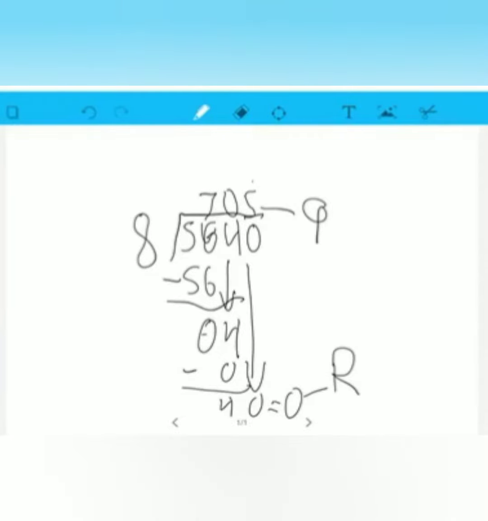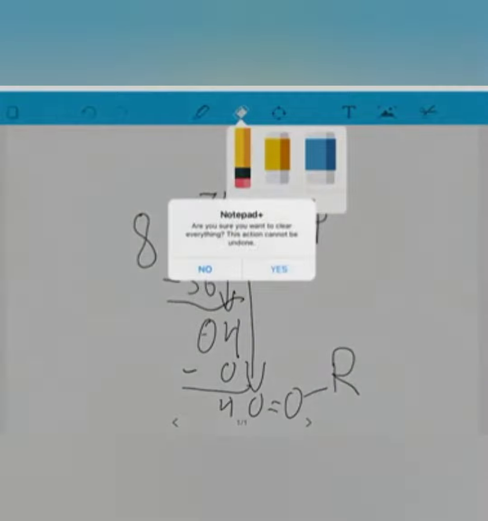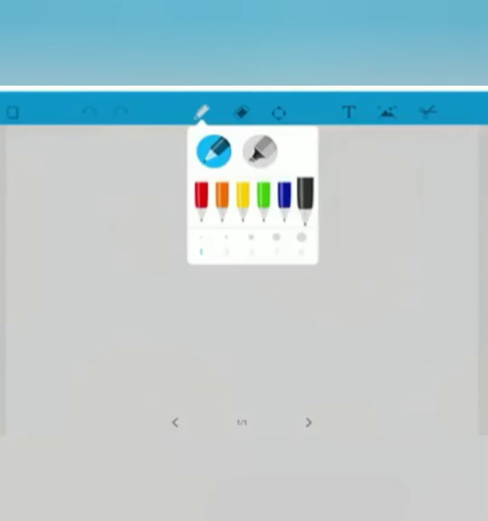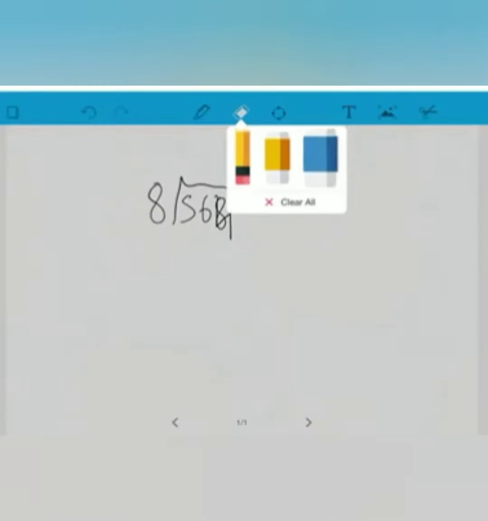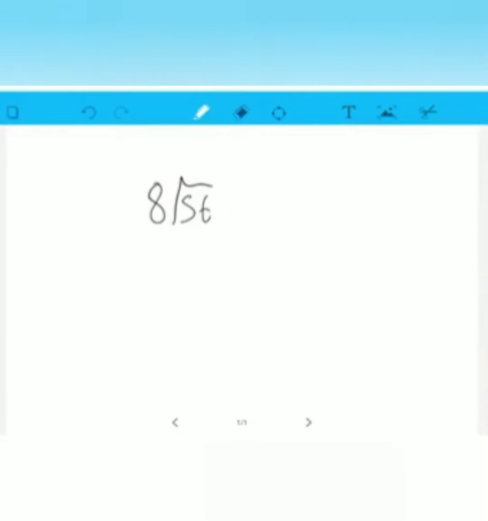I'm going to write these things as Q and R so that you remember quotient and remainder. Now let's clear the page. And now let's do our second problem. 564 divided by 8.